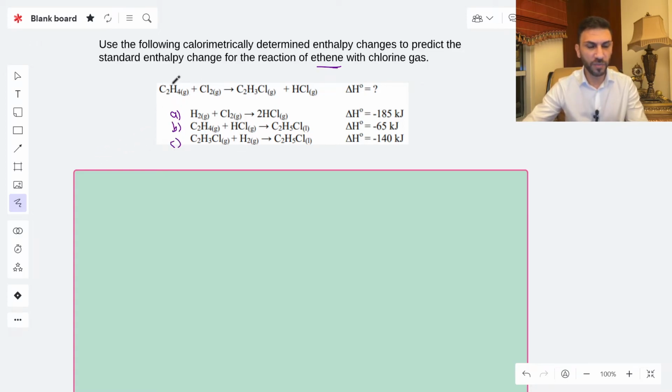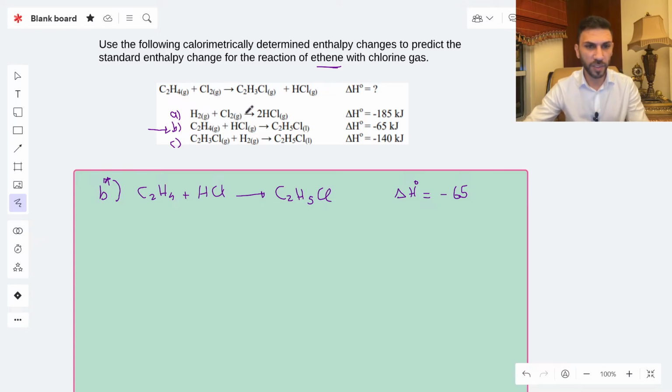If you see, the first reactant is C2H4, and we have it in reaction letter B. So we have 1 mole, we need 1 mole, so I'm going to rearrange it. B star is going to be C2H4 plus HCl yields C2H5Cl, and delta H for this reaction is not changed, which equals negative 65 kilojoule.